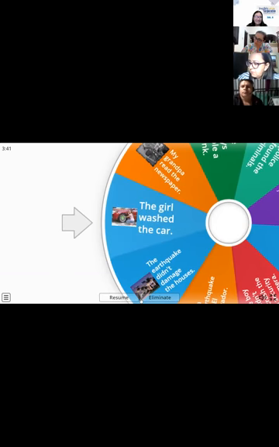This is a good one. The car was washed by the girl. Exactly. The girl washed the car. So you say, oh, the car was washed by the girl. Yes, that's right.